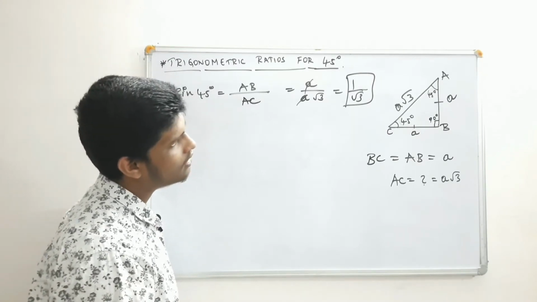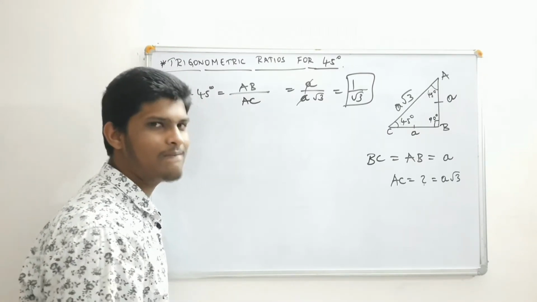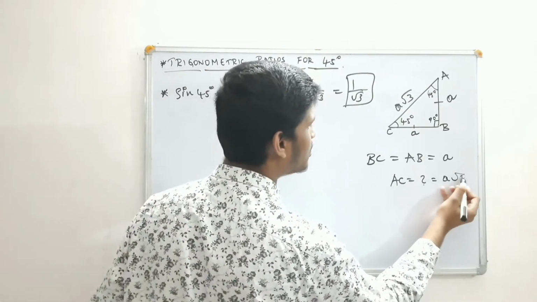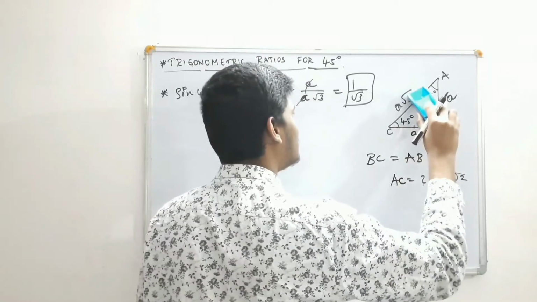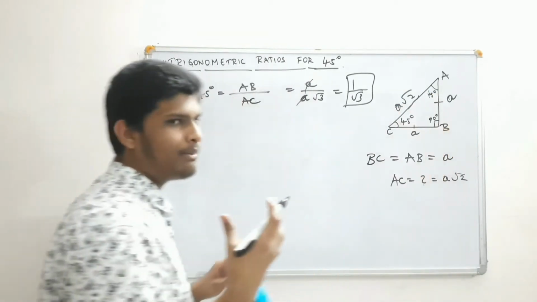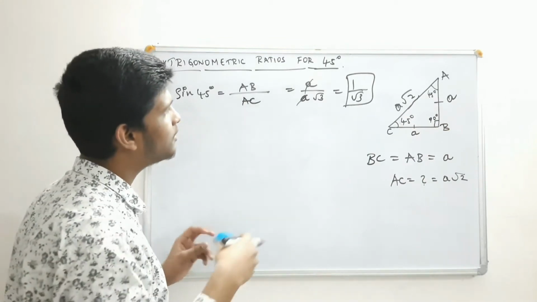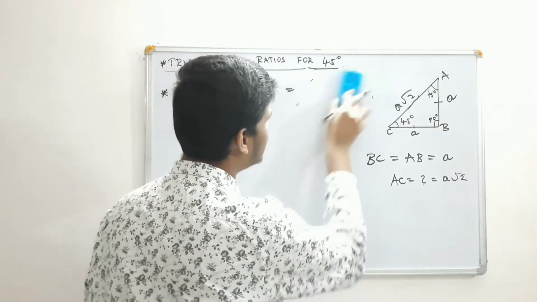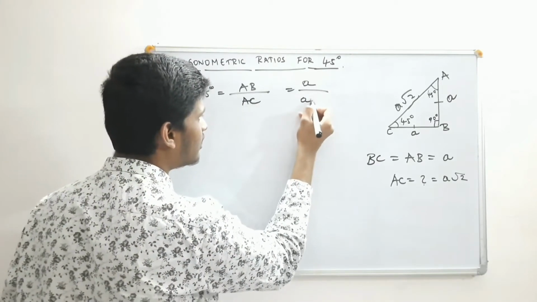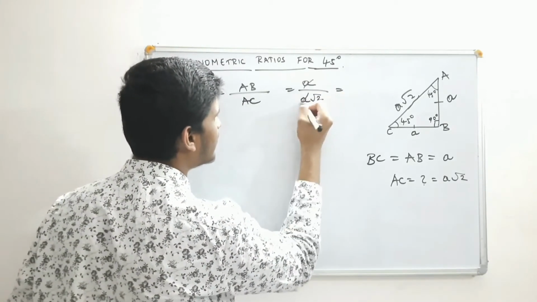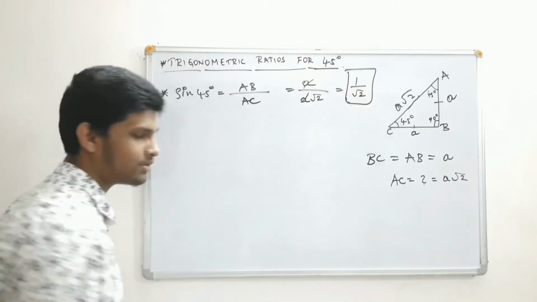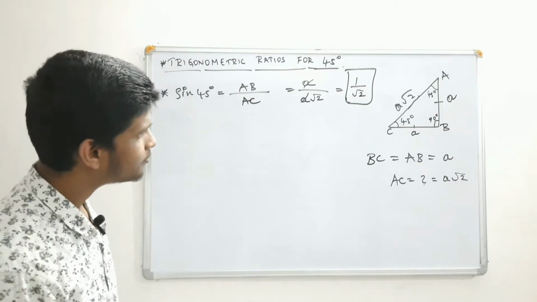Wait. What we got? We got A root 2, right? I wrote it as root 3. Just rewind back once and see, is it root 2 or root 3? So A by A root 2, A gets cancelled, 1 by root 2. Okay, so sine 45 degree is 1 by root 2.